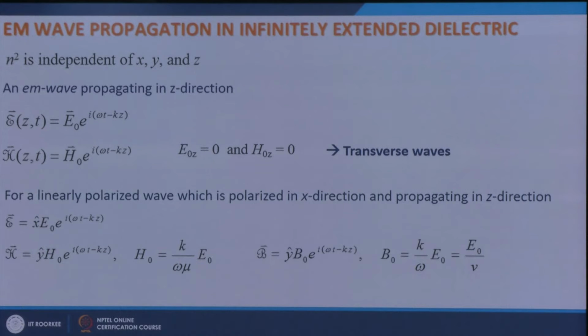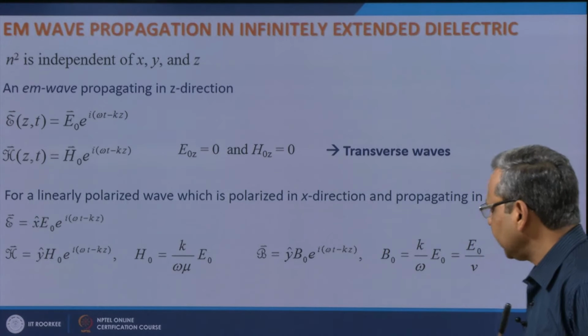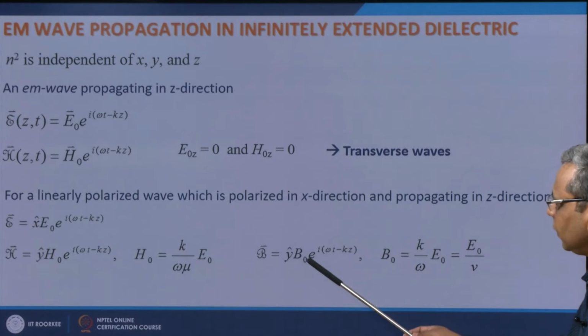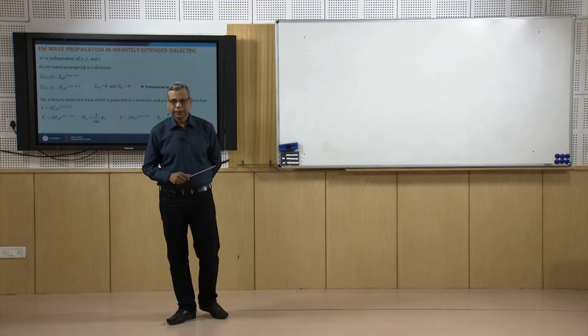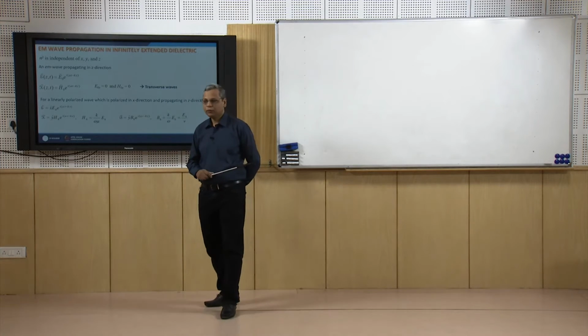I can also write it down in terms of B, since B is equal to mu times H. So, B would be y cap B 0 e to the power i(omega t minus k z). So, the amplitude of B is 1 over V times E, and so the amplitude of B is really much smaller than the amplitude of E.